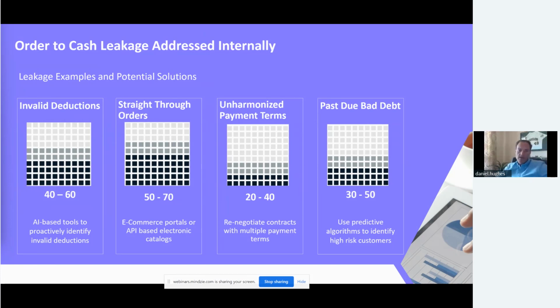Another area to look for revenue leakage. The McKinsey study showed that just under 50% of that could be clawed back using predictive algorithms to identify those high-risk customers. But to be able to do that, you have to look into your process and find those areas of revenue leakage.